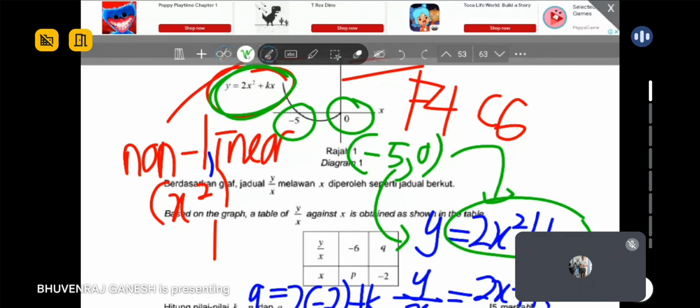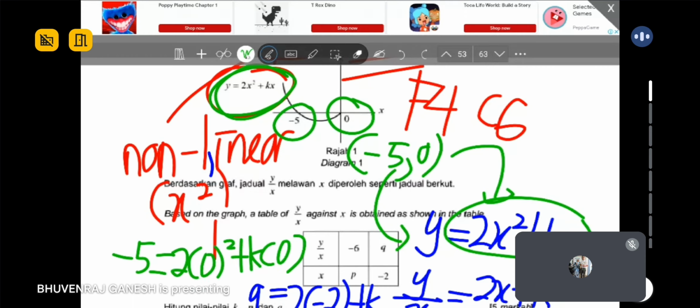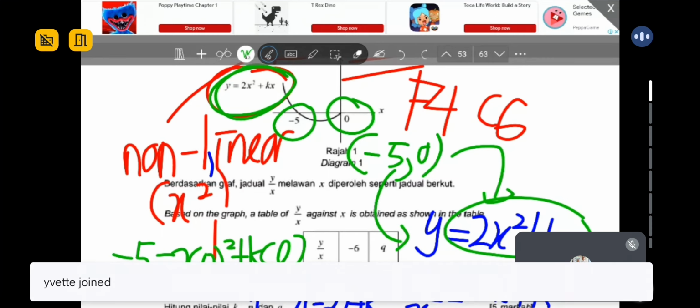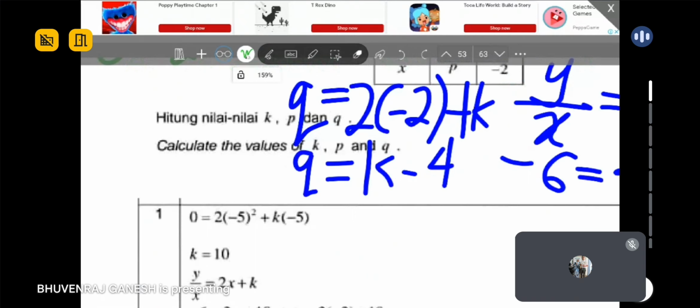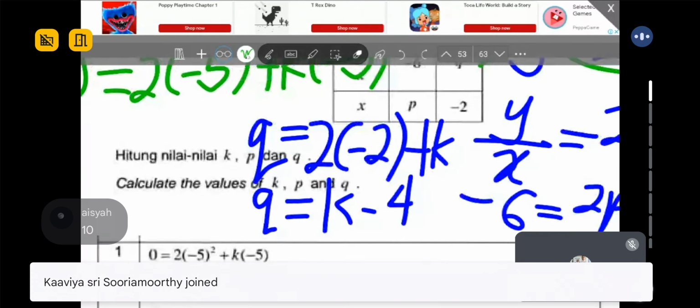Okay, so negative 5 equal to 20 square plus K0. Okay, over here is a bit, sorry, I substitute wrongly. Sorry. Y sama dengan kosong. Okay, X equal to negative 5. Okay, now correct already. Okay, so then kamu boleh cari nilai K. Okay, it's very simple already. So when you solve the equation, you should get K equal to 10.